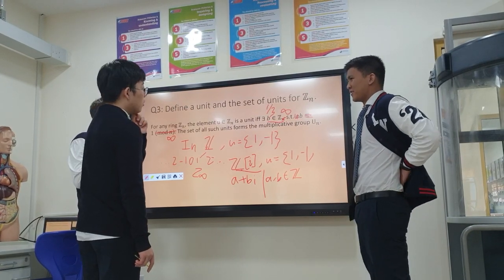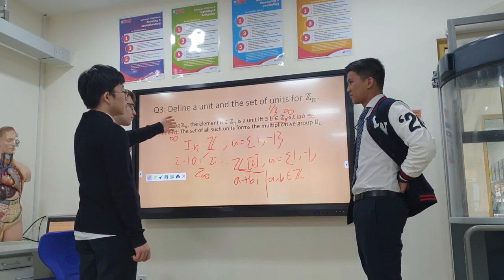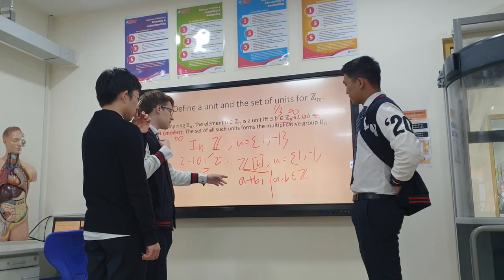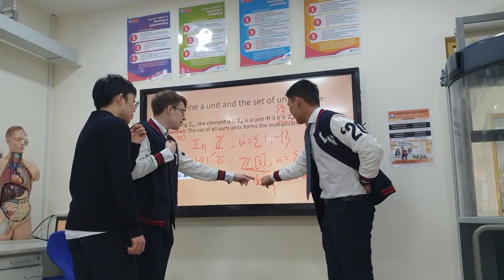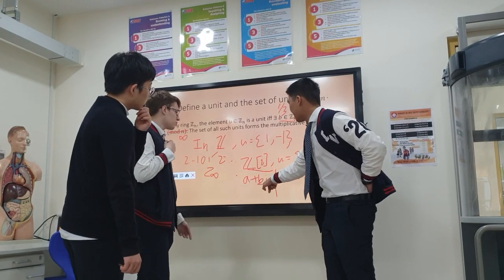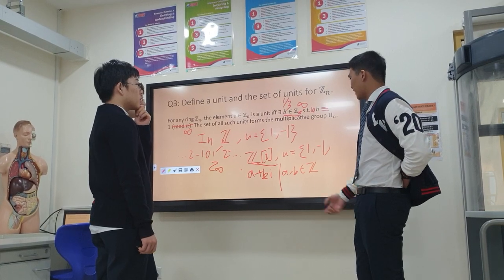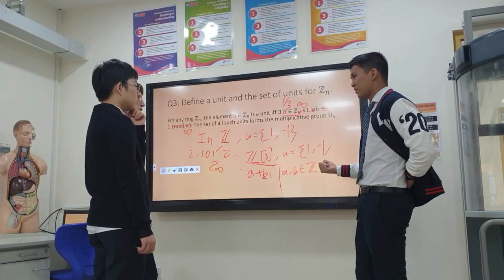Okay. Is i a unit? No. I mean, why not? Shouldn't it be part of the integers? Part of the Gaussian integers. Wait, but it can't be. Because b, what's b? If we have i, then a is 0 and b is 1. Then can't we have a minus bi? Sorry? a minus bi. No, but a is equal to 0.